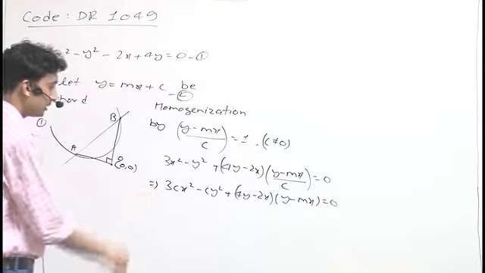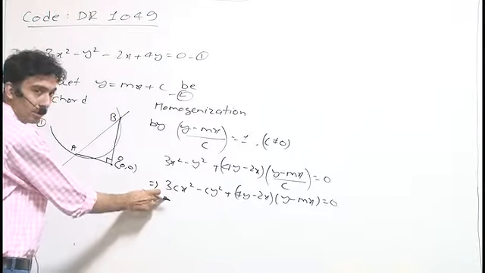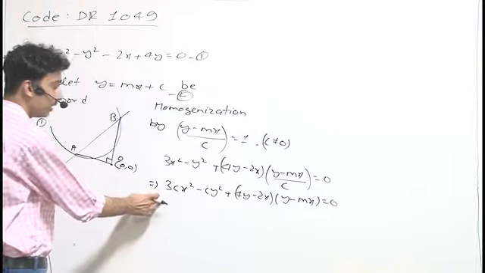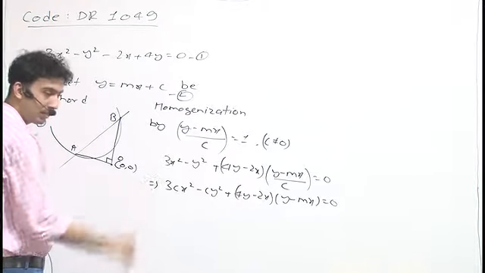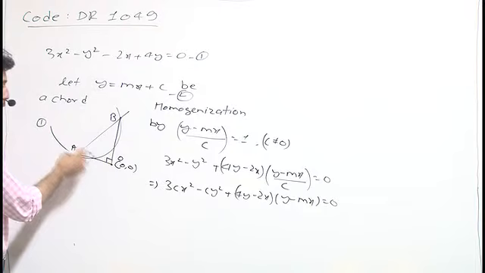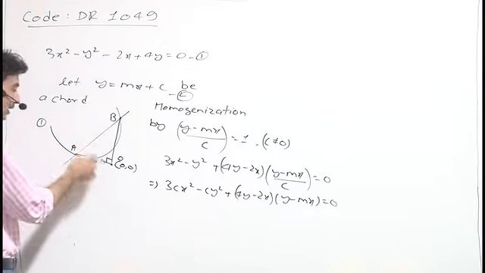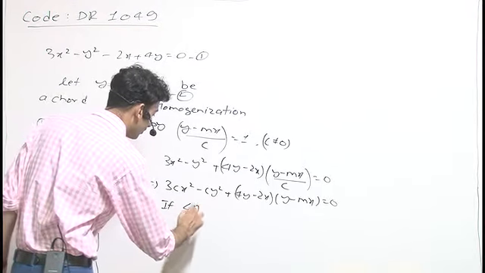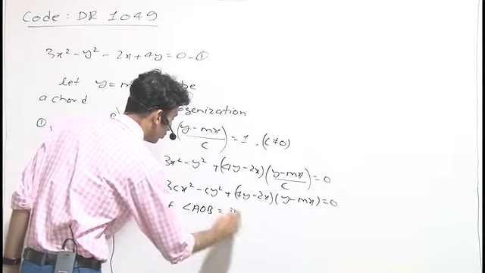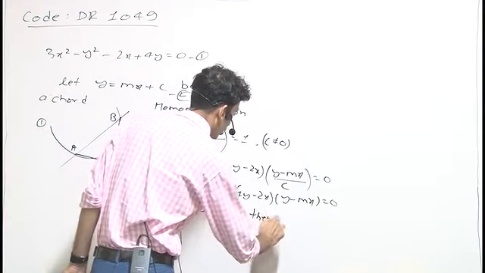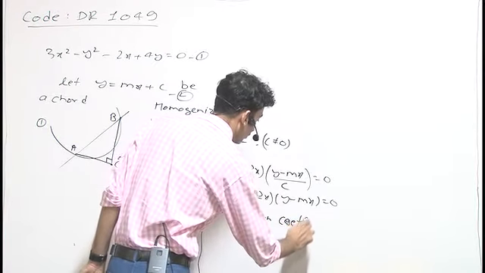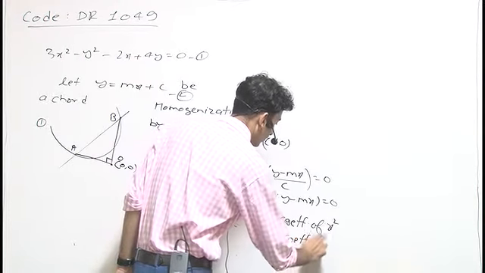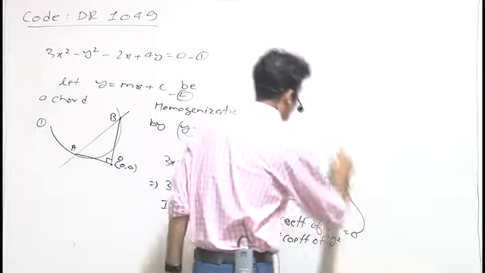Now this combined equation shows the pair OA and OB. This equation, which is a homogeneous equation in x and y, shows the pair OA and OB. And if angle AOB is 90 degrees, if angle AOB is equal to pi by 2, then the coefficient of x squared plus the coefficient of y squared equals 0.